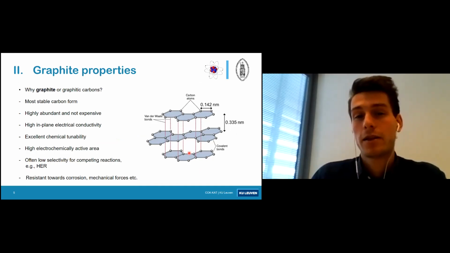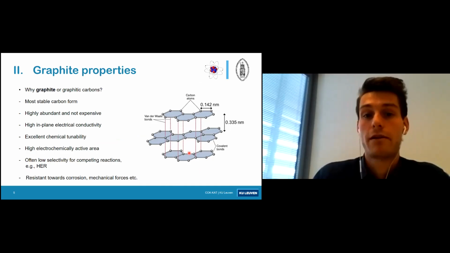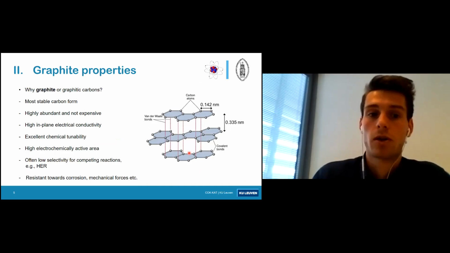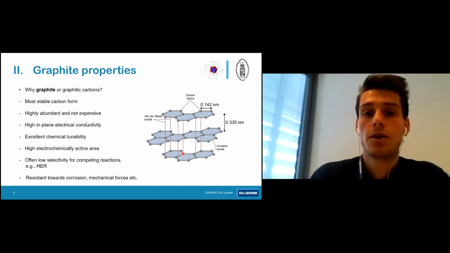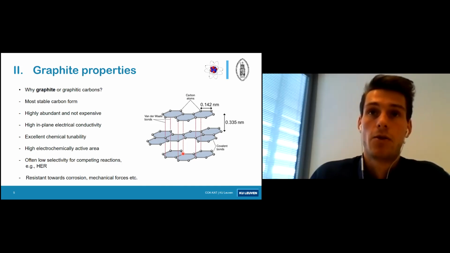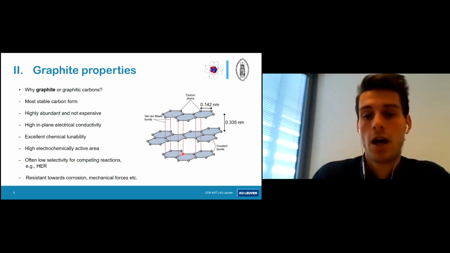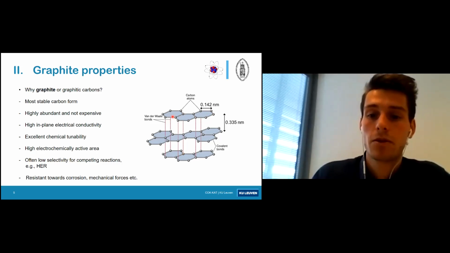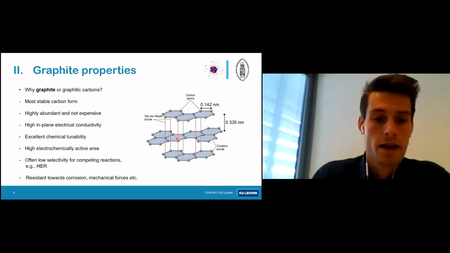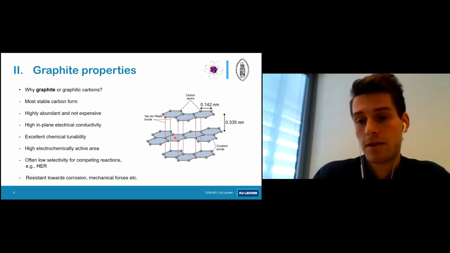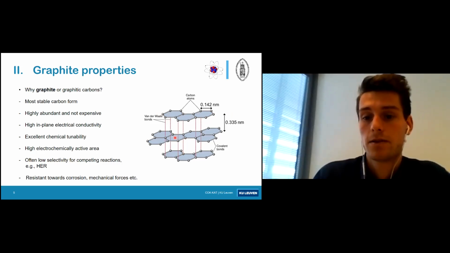So first, the graphite properties. Why do we use graphite or graphitic carbons in general? Graphite is a very stable carbon form. It's actually the most stable carbon form among all carbons, and it's highly abundant and also not very expensive. It's one of the most occurring carbon elements in the Earth's crust, I think the 15th most abundant element. Graphite has very high in-plane electrical conductivity, so in this direction. And also, of course, the excellent chemical tunability is very nice to work with.